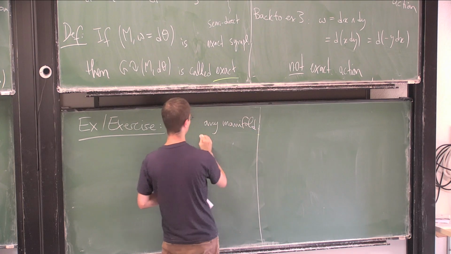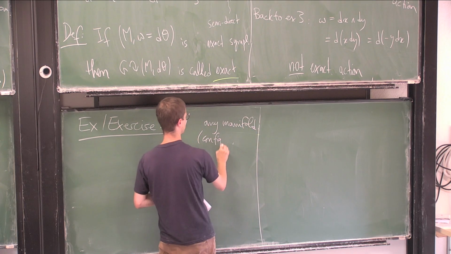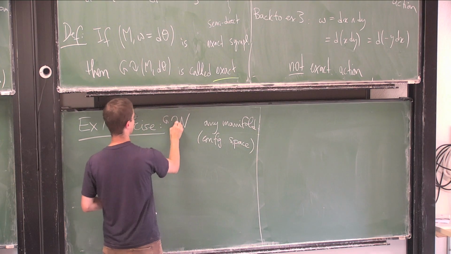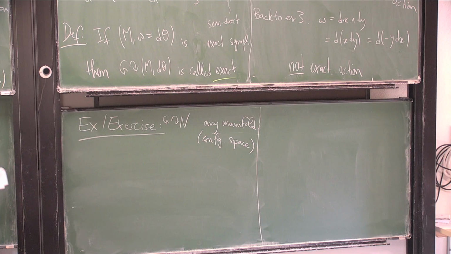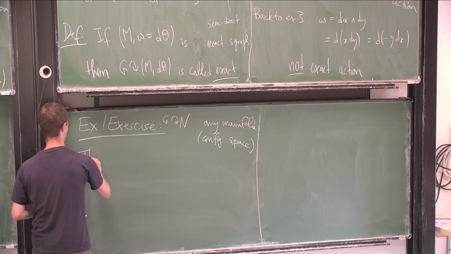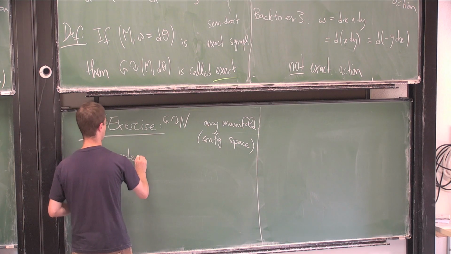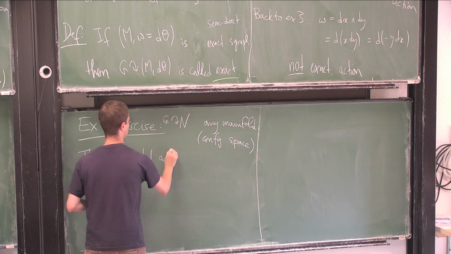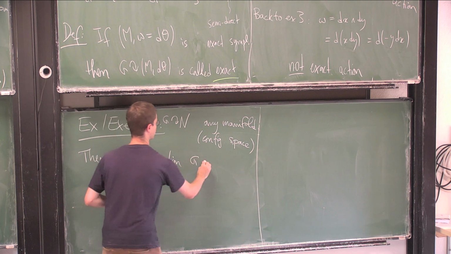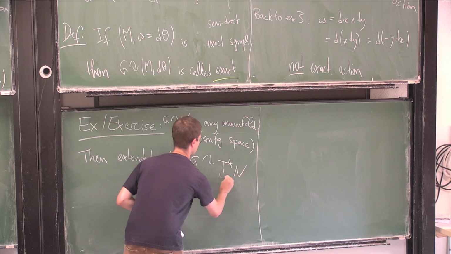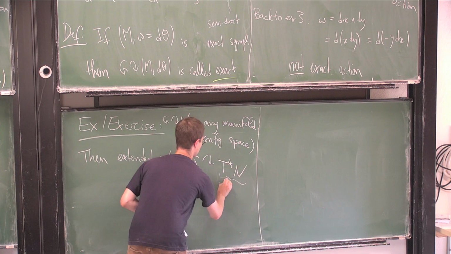So you should think about it as a configuration space which has some symmetry, G acting on X. And then actually it's not hard to see that there is an extended action of G on T*N, the phase space.